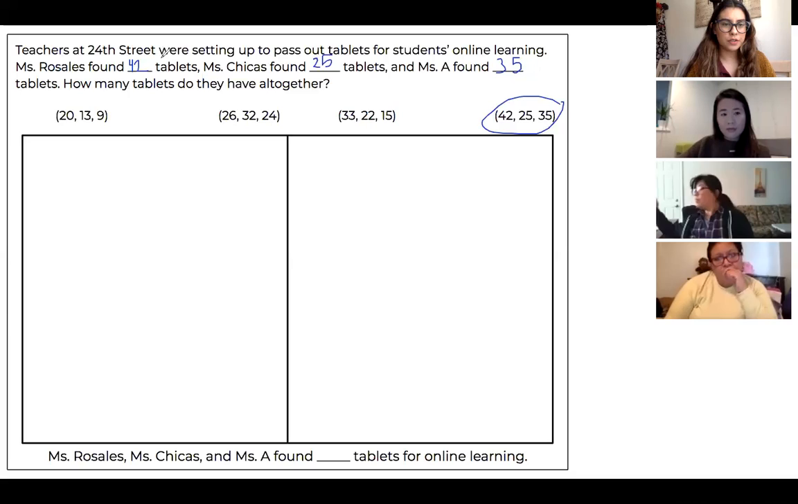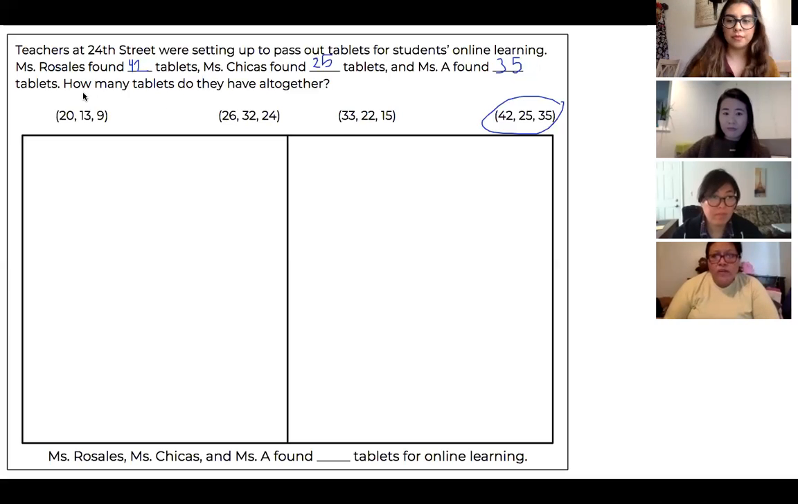Teachers at 24th Street were setting up to pass out tablets for students' online learning. Miss Rosales found 42 tablets, Miss Chicas found 25 tablets, and Miss A found 35 tablets. How many tablets do they have all together? So what are we trying to figure out? Miss Rosales. So the question we're trying to solve here is how many tablets do they have all together? All together. And that's a key word, right? All together. What does that mean?